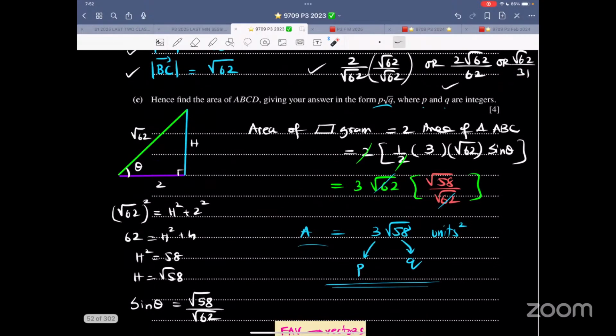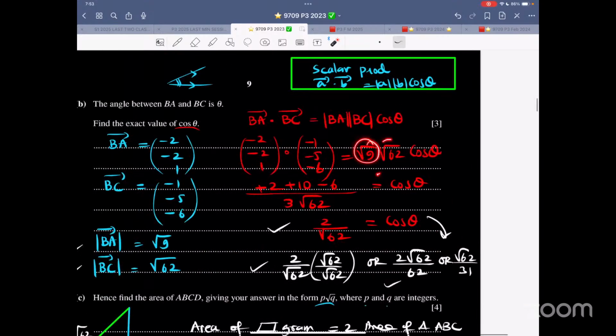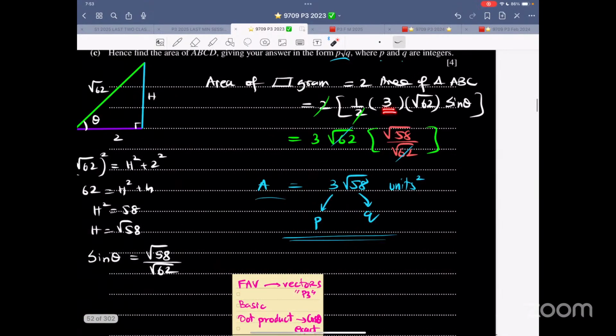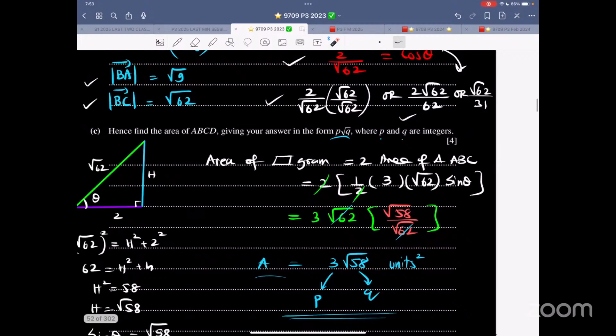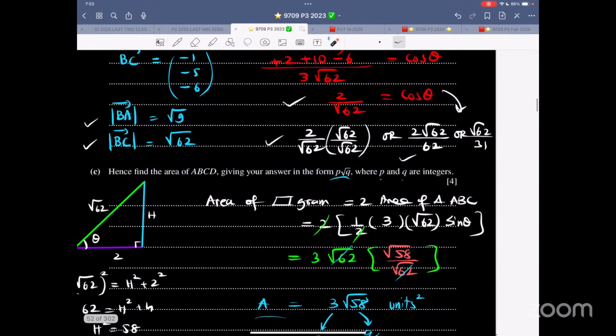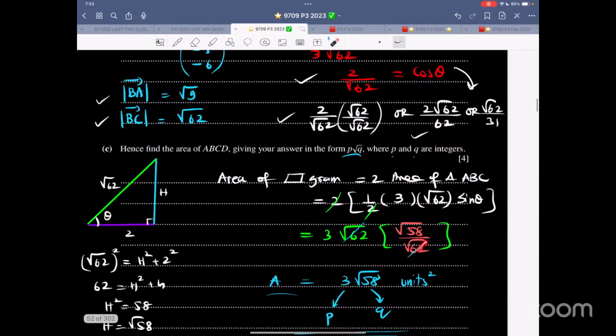Let me draw a triangle. This cosine is adjacent over hypotenuse. Therefore, based upon Pythagoras theorem, I got the height. Based upon the height, I got the value of sine theta. Area of parallelogram, 2 times area of triangle. That is 2 into half into magnitude of one of them. That is root 9. The other magnitude is root 62. So root 9 is 3, root 62 as it is, and sine theta, this is the exact value. Now over here, this exact value is root 58 over root 62. Root 62 and root 62 cancel. So therefore 3 root 58, that is the answer.